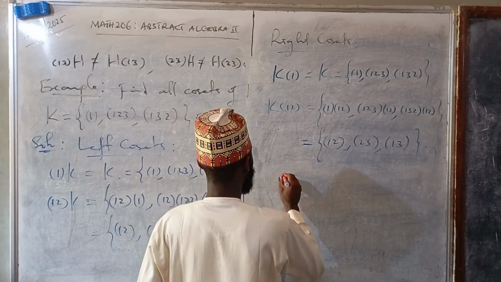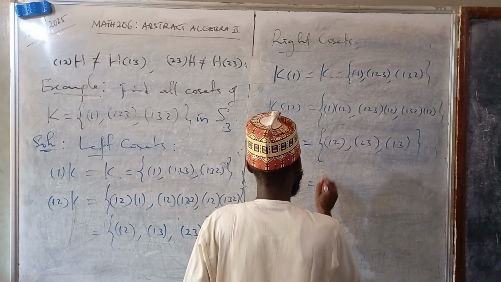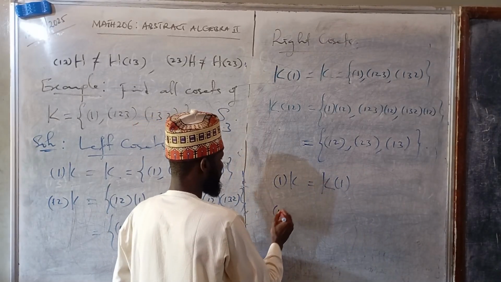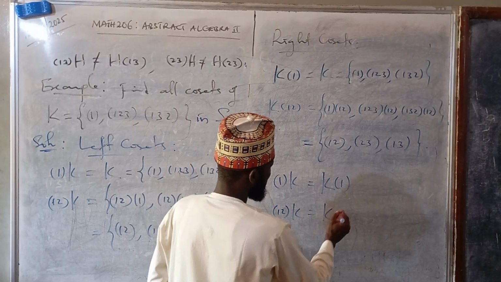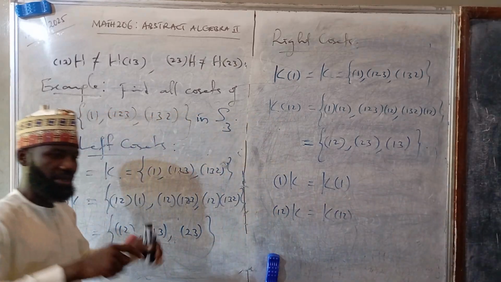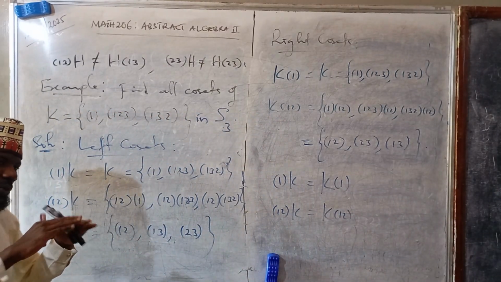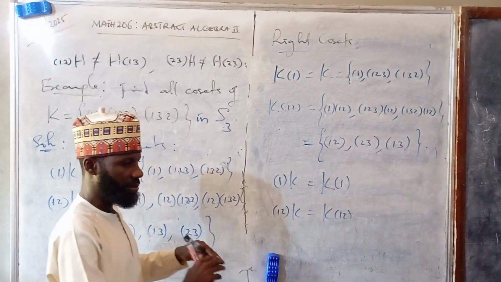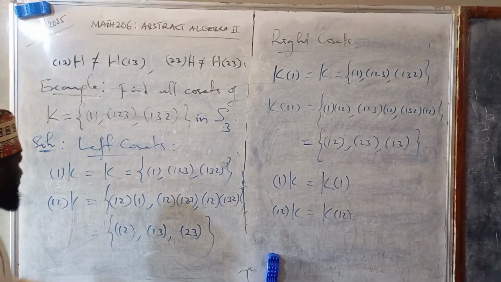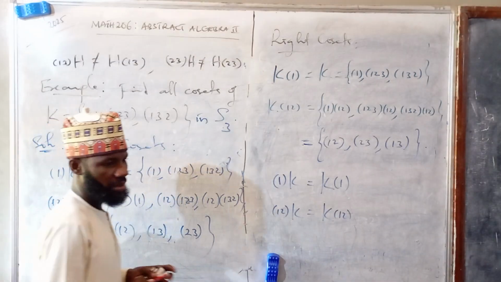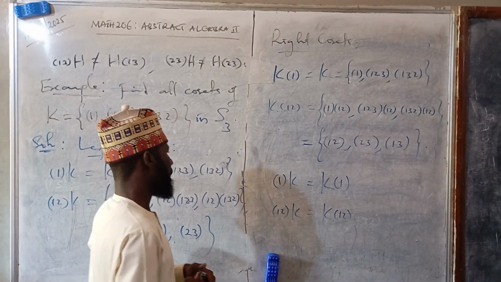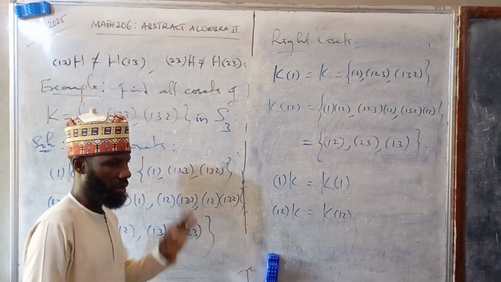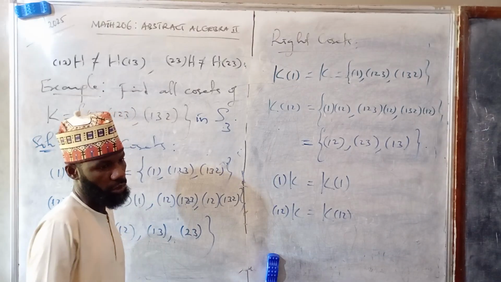You can see that the left coset generated by 1 is still the right coset generated by 1. And the left coset generated by (1 2) is still what? The right coset generated by (1 2). So there are subgroups where left and right cosets are always the same, and there are subgroups where left and right cosets are not the same. This kind of subgroup, where the left and right cosets are the same, is called a normal subgroup. There is no distinction between left and right cosets. And these are the nice subgroups, the ones that will play a crucial role in group theory.